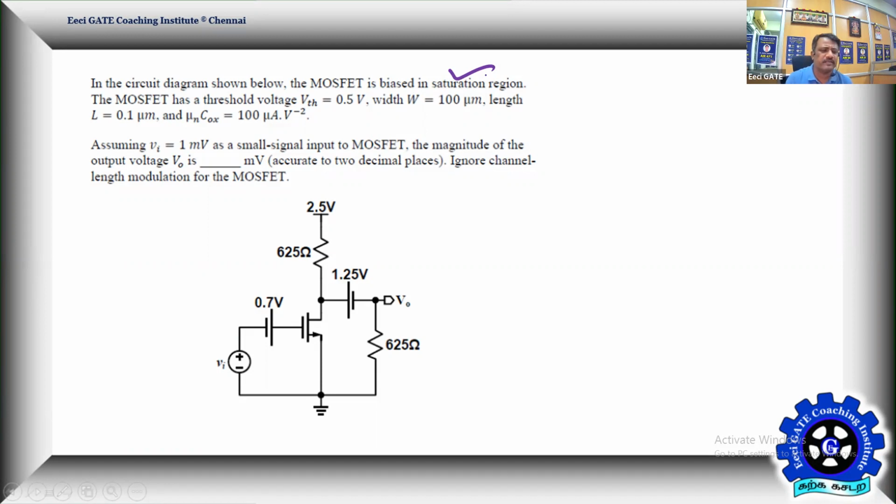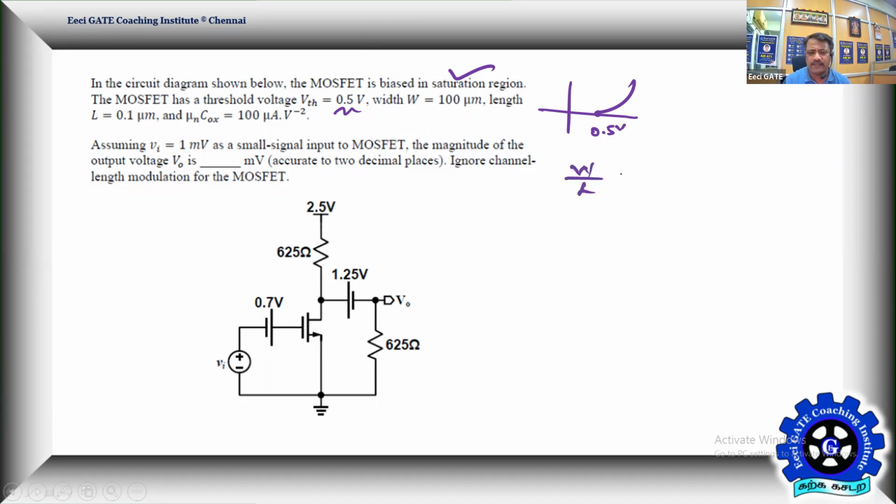So, yes, let me get into this problem. We have the NMOS already biased in saturation. The MOSFET threshold is given, that is 0.5. That means it can turn on for any potential more than 0.5. That's what it means. Then W by L of the NMOS is given.